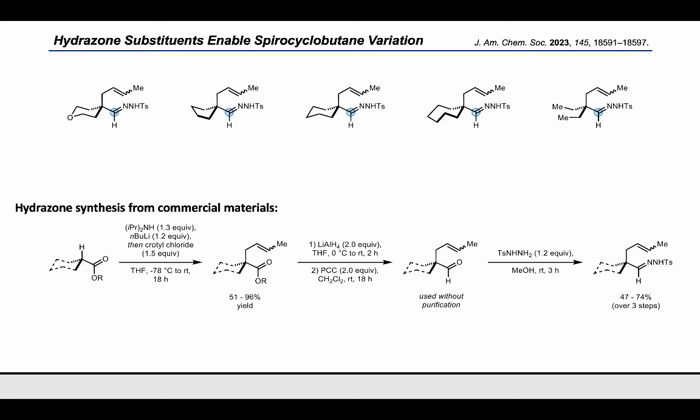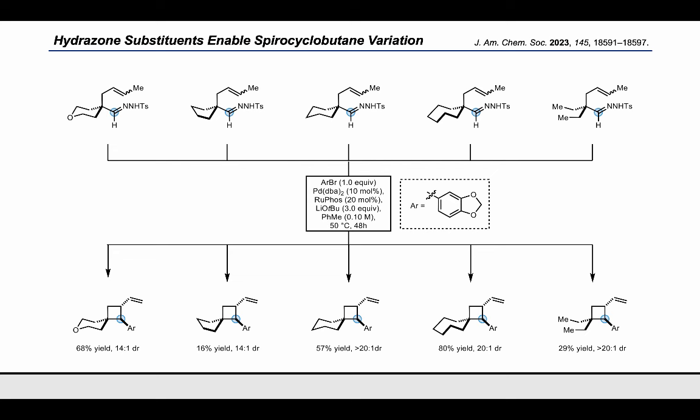to 10 gram scale. We can readily cross-couple a tetrahydropyran-derived hydrazone in good yield and diastereoselectivity, but see decreased efficiency when using a cyclopentane-derived hydrazone, presumably due to increased strain in the cyclization step. When we increase the ring size back to 6- and 7-membered carbocycles, we see improved yields and maintain high diastereoselectivities, up to greater than 20 to 1. We found we could also incorporate diethyl substituents, albeit in lower yield, but again in high diastereoselectivity.